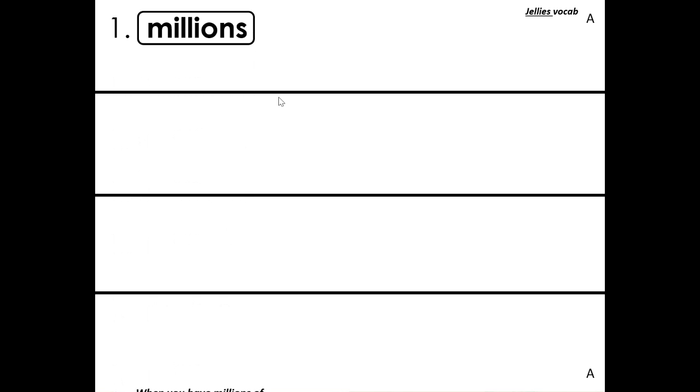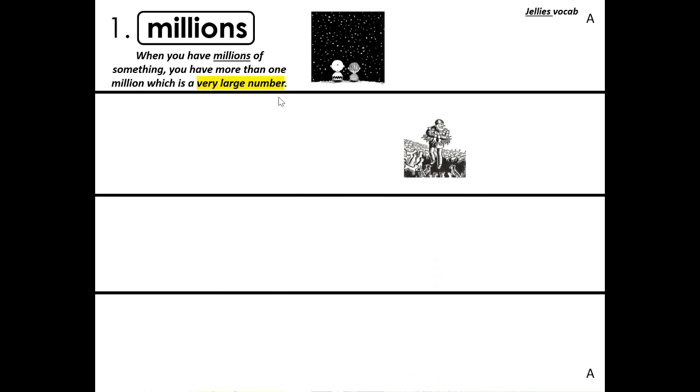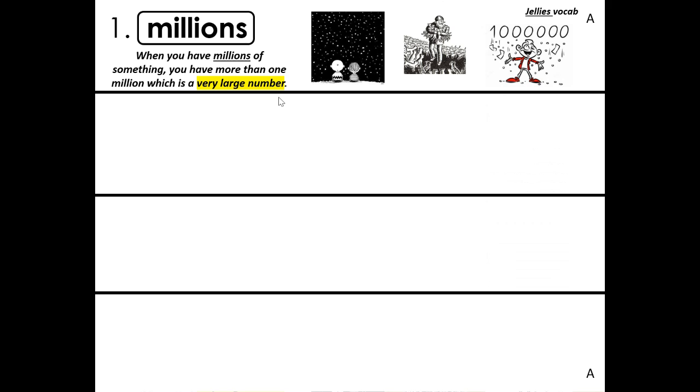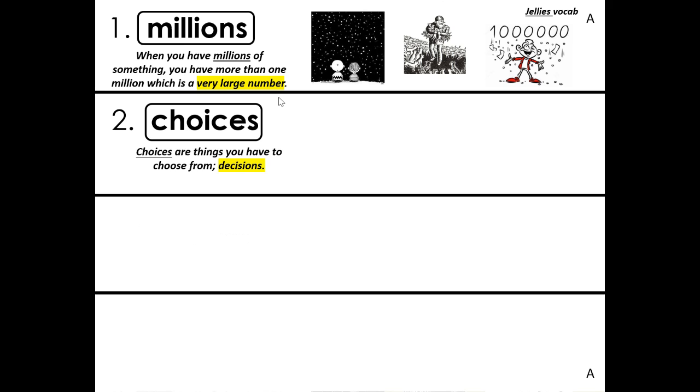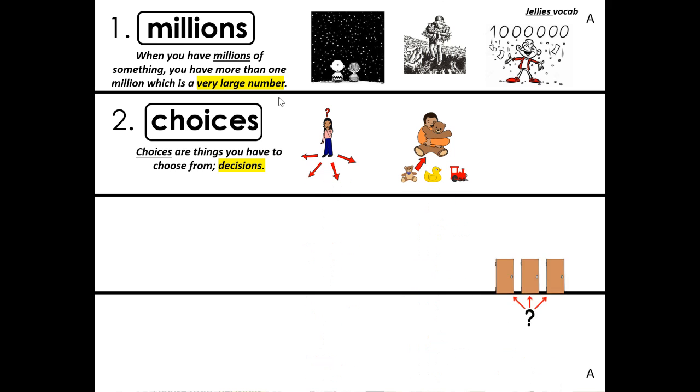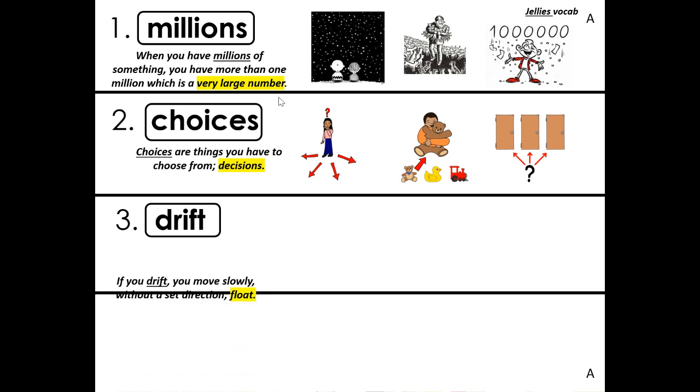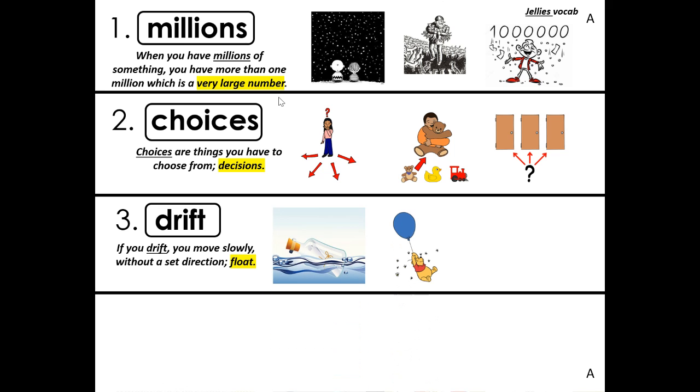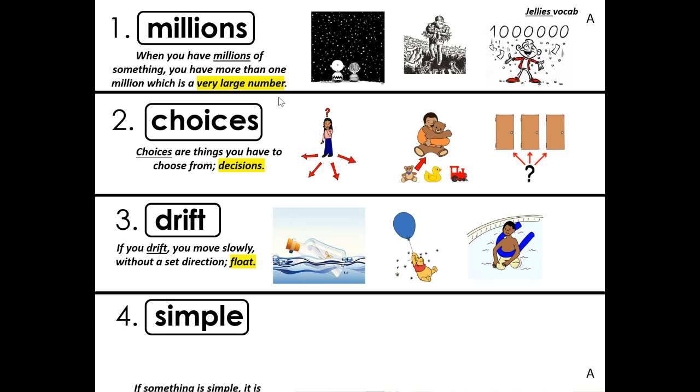So number 1, millions. When you have millions of something, you have more than 1 million, which is a very large number. And I highlighted the shorter definition, very large number. Number 2, choices. Choices are things you have to choose from, decisions, choices. Number 3, drift. If you drift, you move slowly without a set direction, float. Number 4, simple. If something is simple, it is easy and does not have many parts.